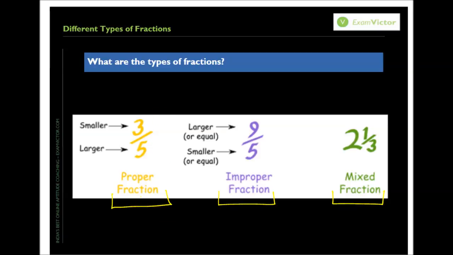In a proper fraction, the numerator is smaller, the denominator is larger, right? The numerator is smaller than the denominator. In improper fractions, the numerator is larger than the denominator. In a mixed fraction, it's written like this: there is a whole number and then a proper fraction. That is an improper fraction. Now on the next slide, we'll see how to convert between these types.